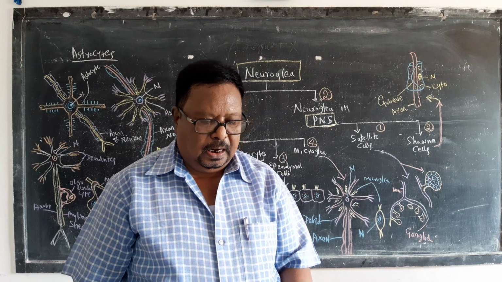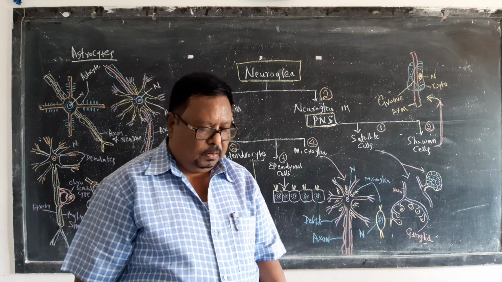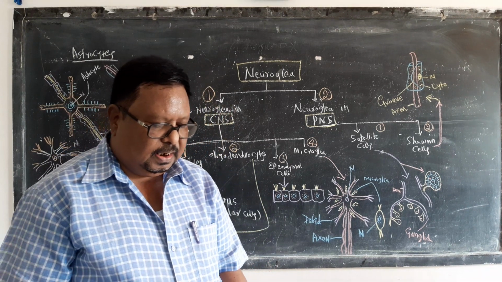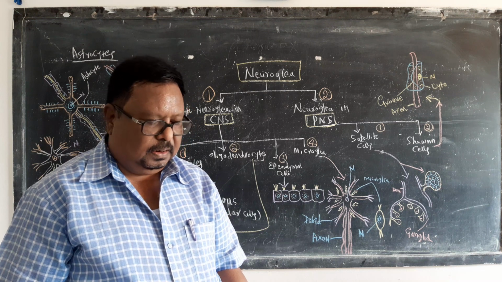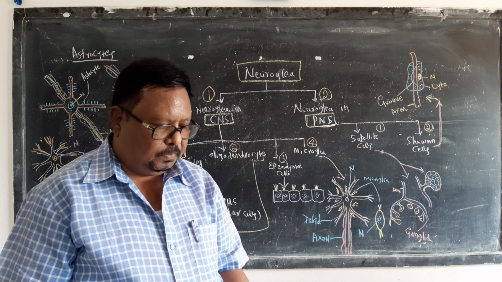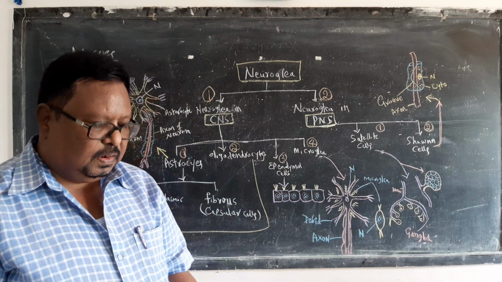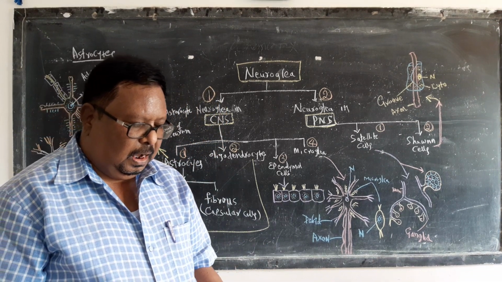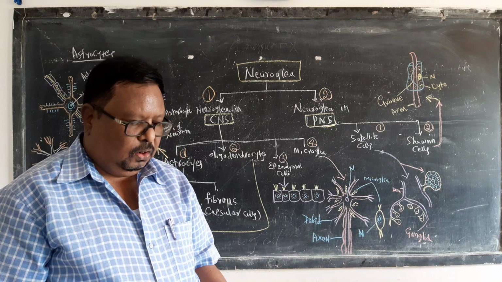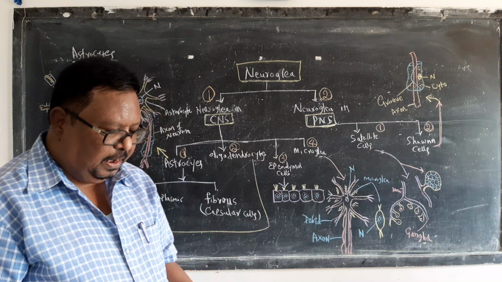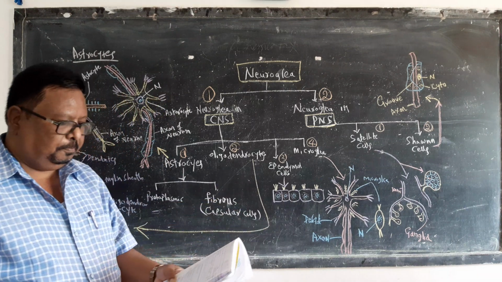There are two major types of neuroglia present. The first is the neuroglia in the central nervous system, and the second is the neuroglia present in the peripheral nervous system. The neuroglia present in the central nervous system are again four types: astrocytes, oligodendrocytes, ependymal cells, and microglia cells. Here are four types of cells.